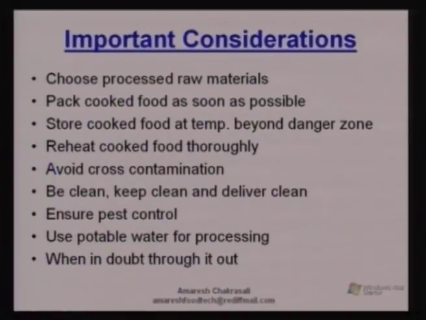Then ensure pest control. Pests can also be a means of contamination for you. The pests move here and there, and they can bring pathogenic microbes from the sewage or from elsewhere, wherever they go, and they can contaminate your food because they move everywhere. Then use potable water for processing. As I was discussing earlier, water quality is the most important thing in making food safe. If you take all the ingredients right, but don't use safe potable water for processing, the food can become unsafe.